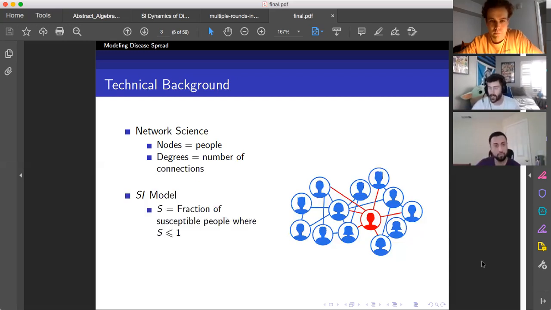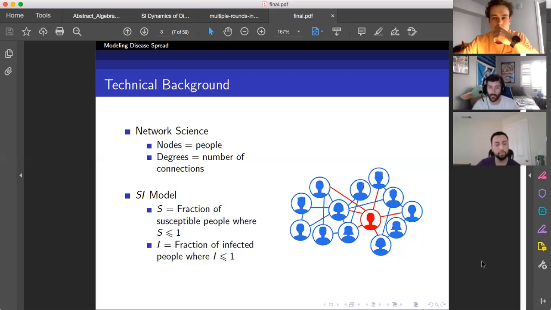And then let's go on to the SI model. We're going to be using the SI model for this presentation, where S is going to stand for the fraction of the susceptible people, and I is going to stand for the fraction of infected people. Both of these are fractions, so they're going to be less than or equal to 1. And if you add them together, you're going to get a whole. So we're going to be using this formula throughout the presentation in order to progress on our model.